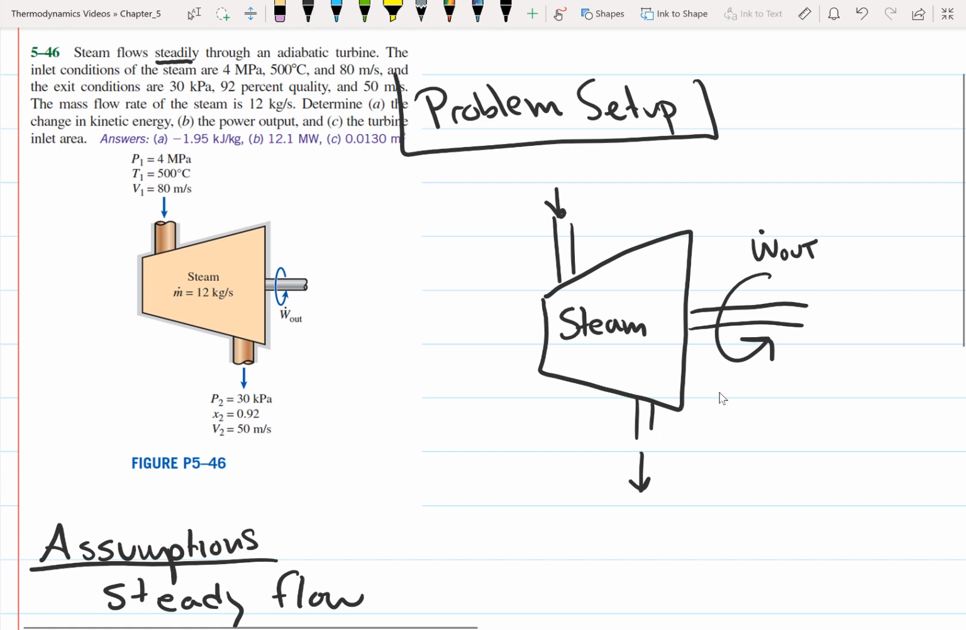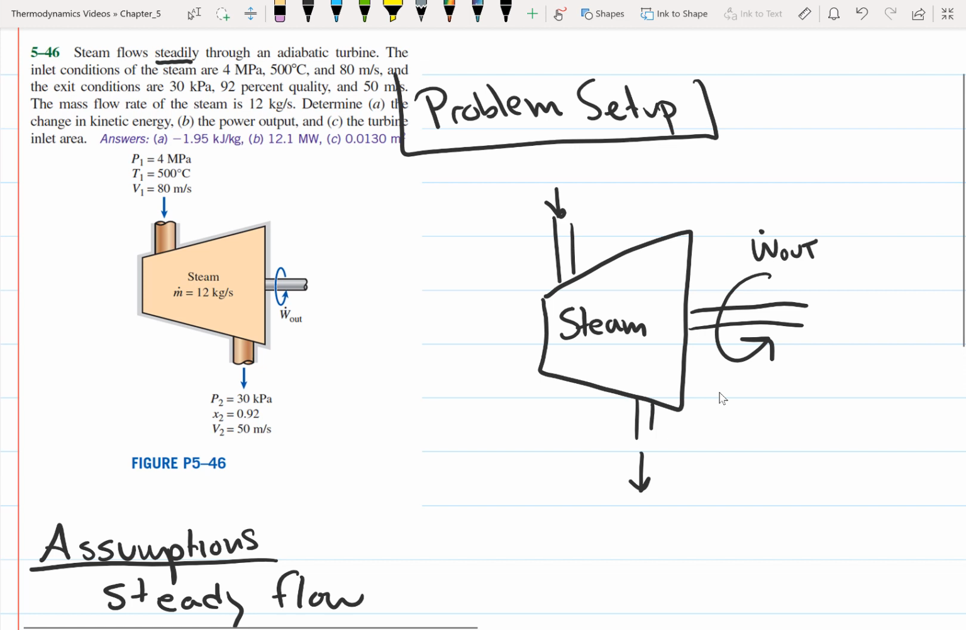So if you think about this, let's say that we have this turbine, we just turned it on, and we have steam flowing into the turbine. Well, initially during that startup, your mass inside the turbine is going to be changing with time. So your mass is changing with time inside the turbine.